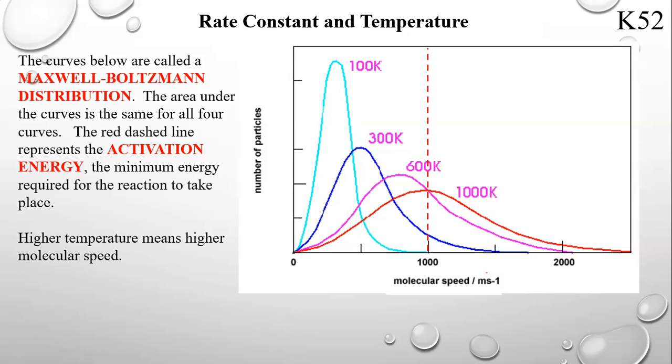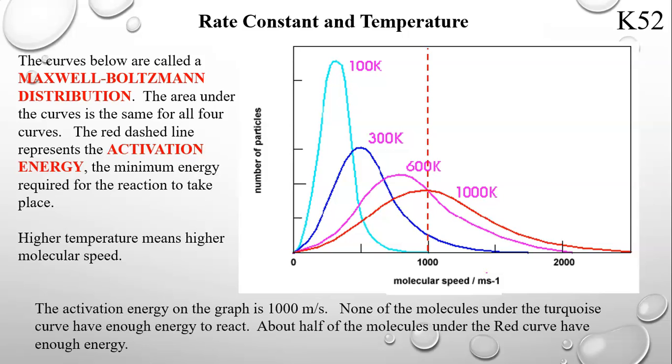You don't need to memorize the name Maxwell-Boltzmann distribution. Just understand when you see one, what does it mean? So the activation energy on the graph is 1,000 meters per second. None of the molecules under the turquoise curve have enough energy to react. About half of the molecules under the red curve have enough energy to react, to break apart.